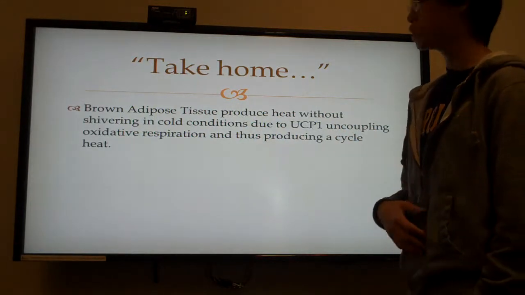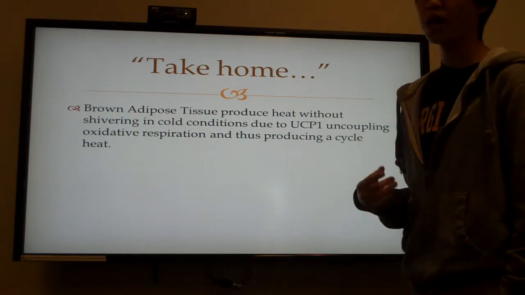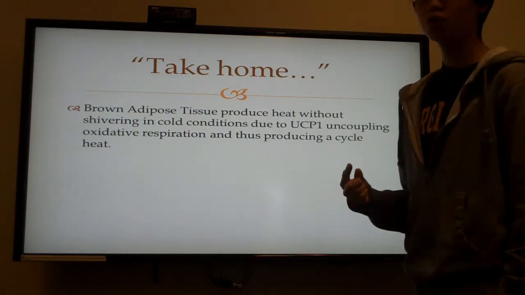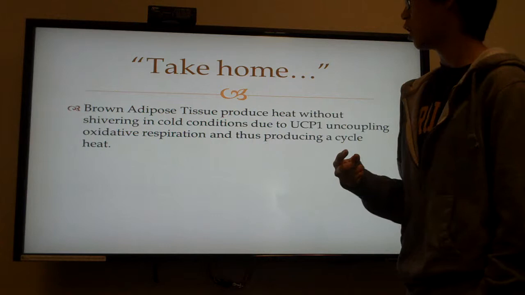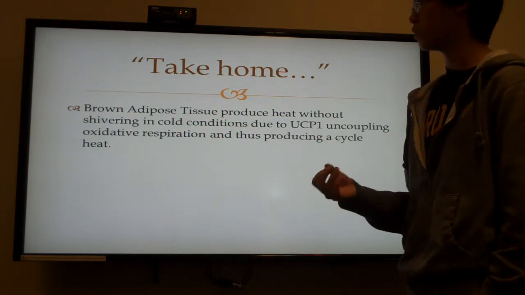So our take-home message for this paper is that brown adipose tissue produces heat without shivering in cold temperatures due to uncoupling protein 1's uncoupling of oxidative respiration, and thus it produces a cycle of heat.